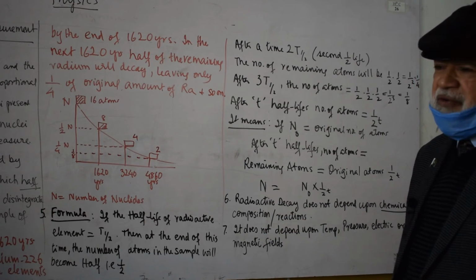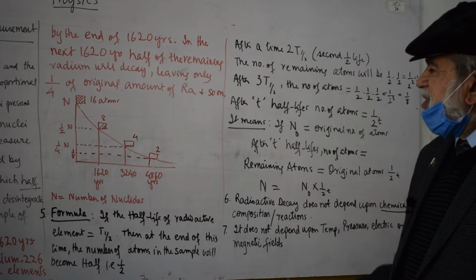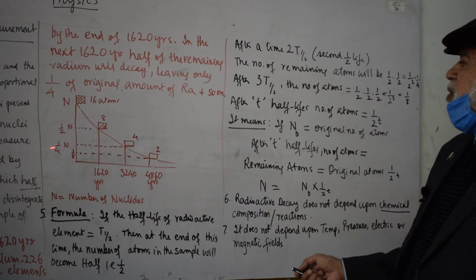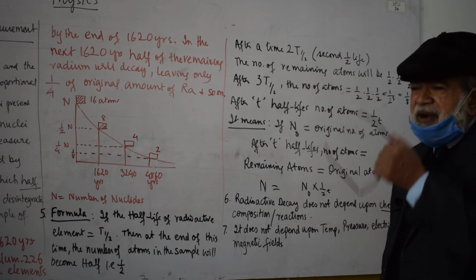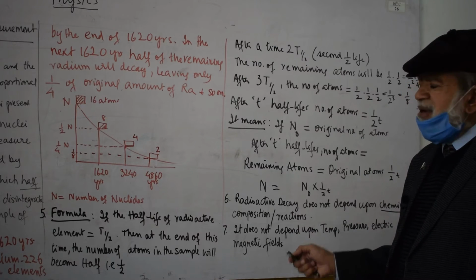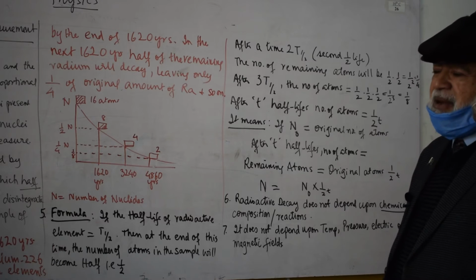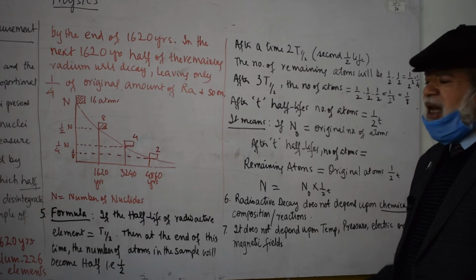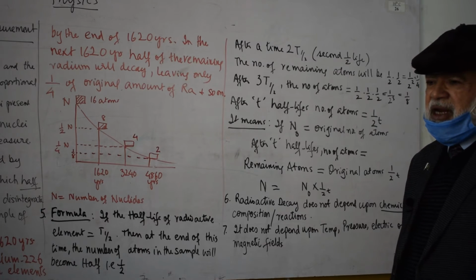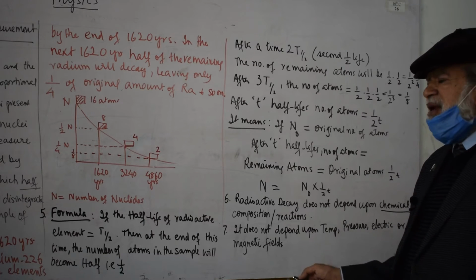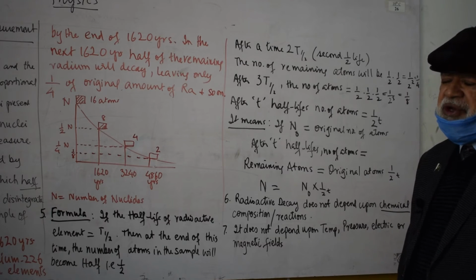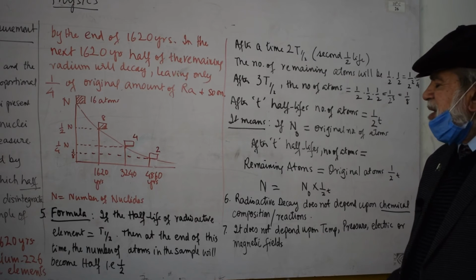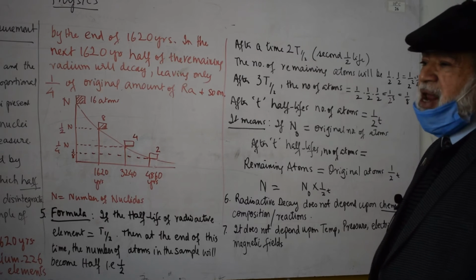On the x-axis you have the time, and on the y-axis you have the number of nuclei. So if 16 atoms are present at a certain time in a sample, just for the example, actually there are billions and billions of them, then after 1620 years, half of them will decay and 8 will be left behind. These 8 will then decay by another half after 3,240 years. Then 4 will be remaining, and then 4 will become 2 after 4,860 years.